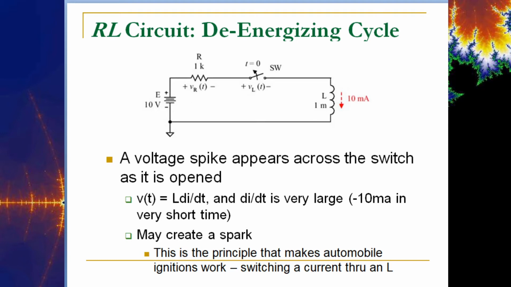If you can control it, you can actually use it. That's how automobile ignitions work, by switching a current through an inductor, with the intention of creating a spark to start the internal combustion of an engine.